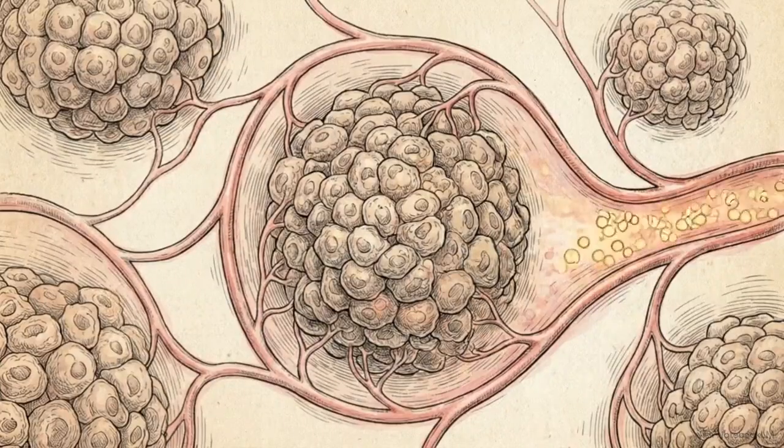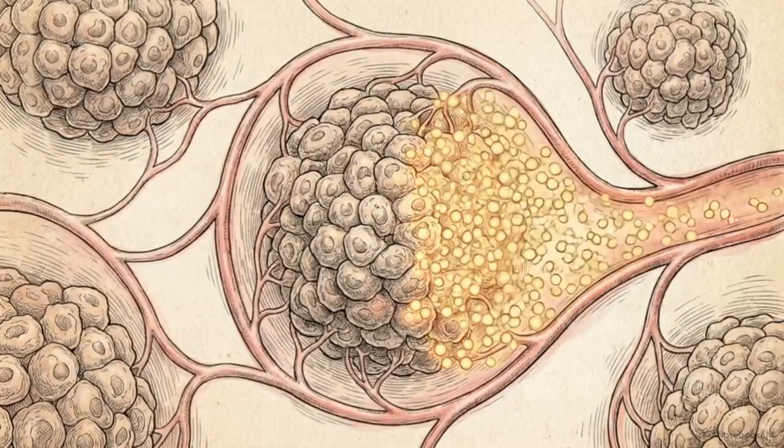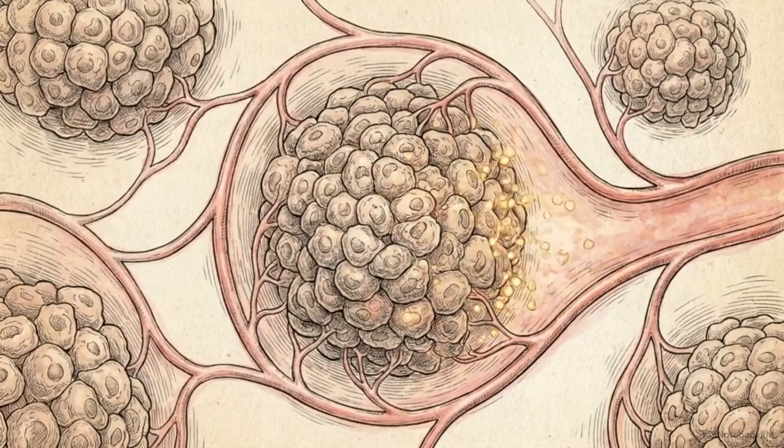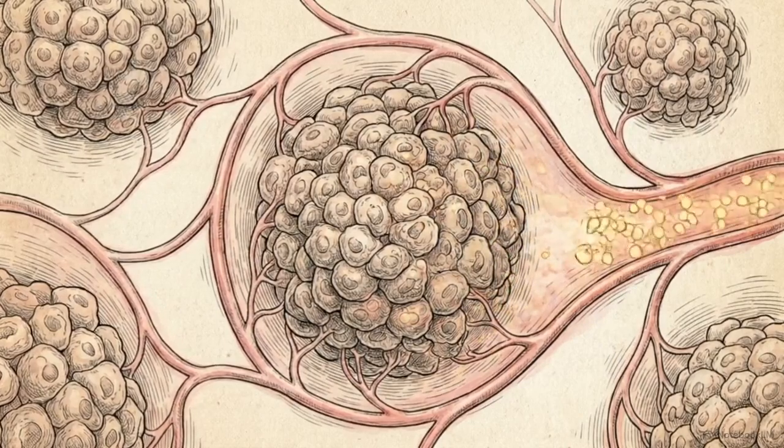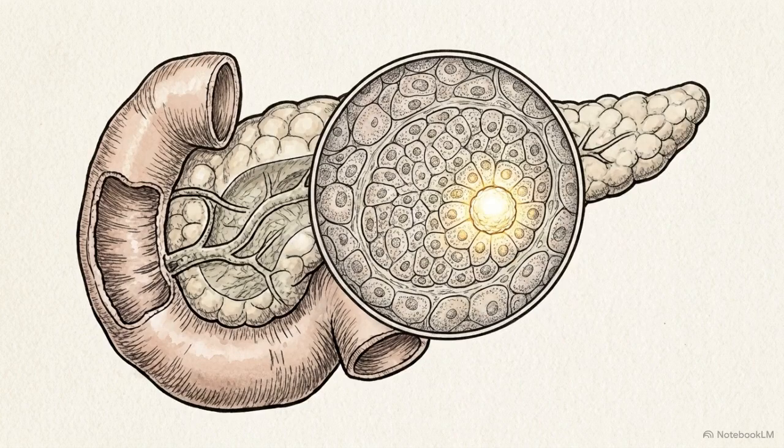Pancreatic endocrine tumors, or PETs, arise from the endocrine islet cells. Instead of causing silent blockages, they actively secrete hormones, driving systemic biochemical syndromes. Insulinomas are the most common PETs, arising from beta cells, and 90% are benign.